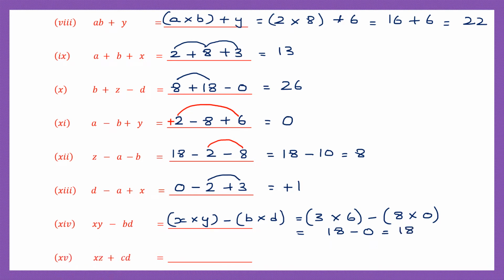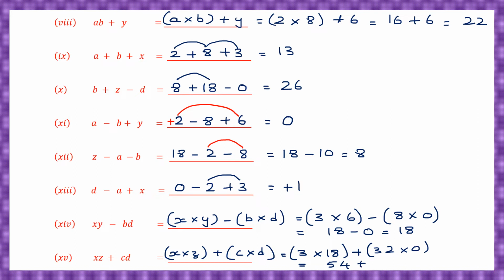The next question. xz, that means x into z. So let's multiply that, x into z plus c into d. Now we have to substitute the values for all of these. So first thing, x is 3, z is 18 plus c. The value of c is 32 and d is 0. So now let's multiply and get our answers here. 3 into 18 or 18 threes are 54 plus 32 into 0 is 0. So 54 plus 0 is 54. So our answer here is 54.